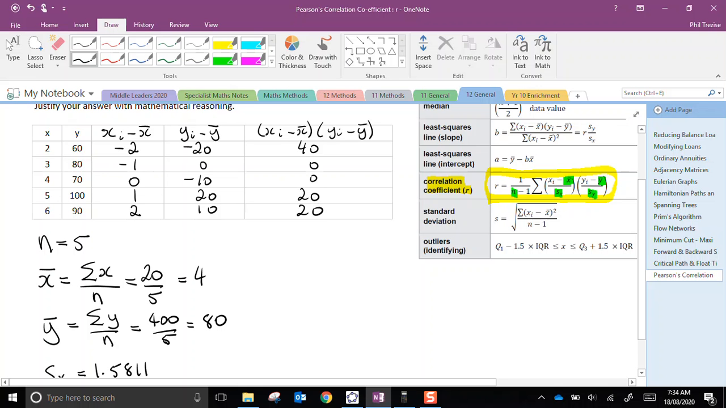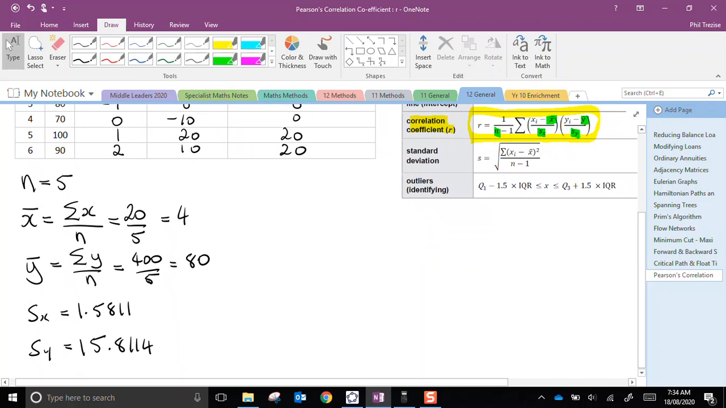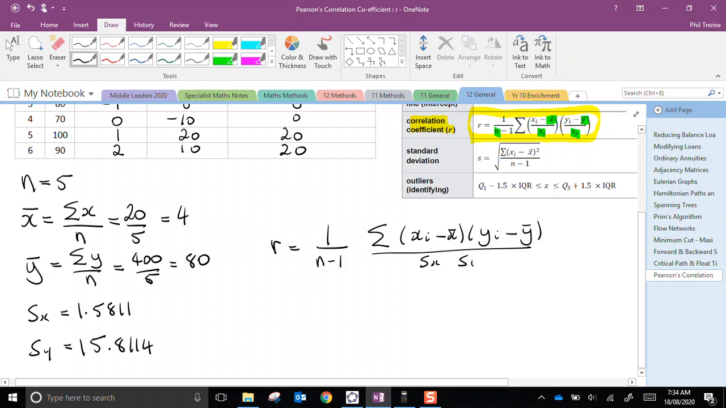I'm almost there. Now I'm going to write down that formula for Pearson's correlation coefficient. 1 over n take 1, the sum of xi minus the mean of the x's, yi take the mean of the y's, and divide by sx by sy. Now I know it looks like these standard deviations are in brackets, but it actually still works if I write it this way because the s's are constants.